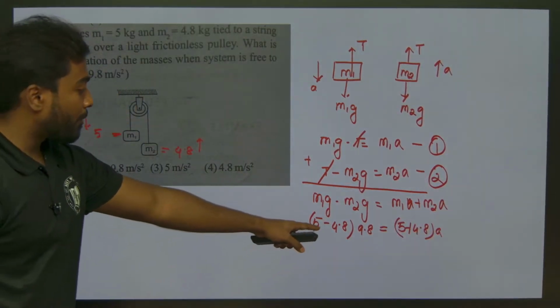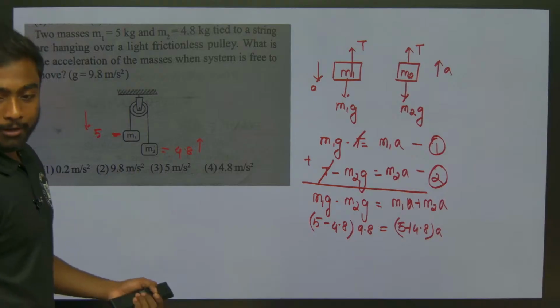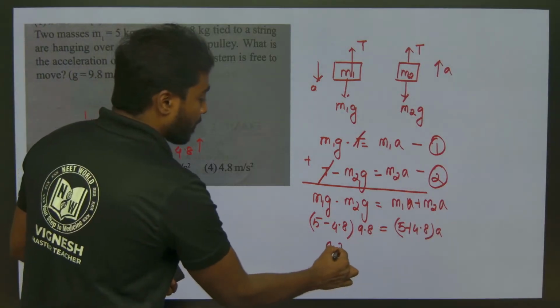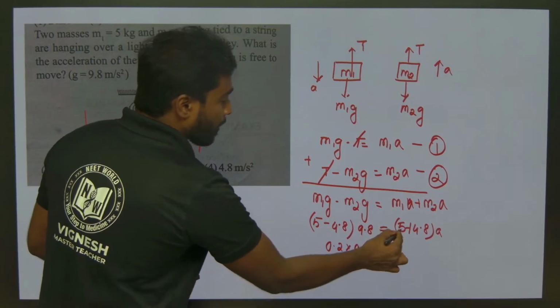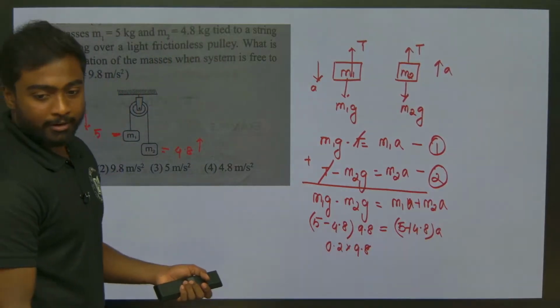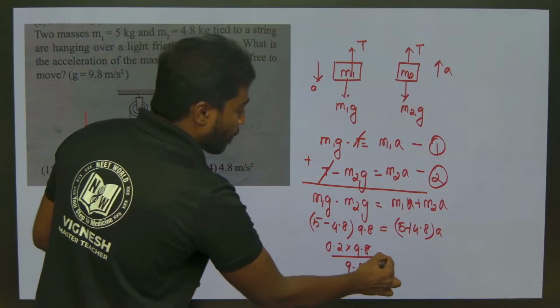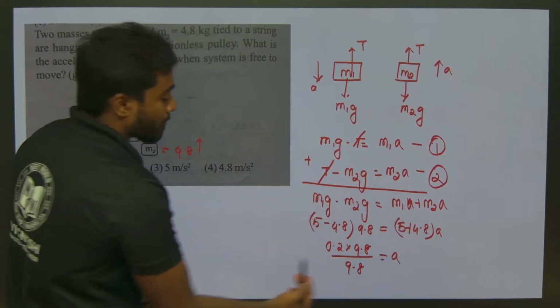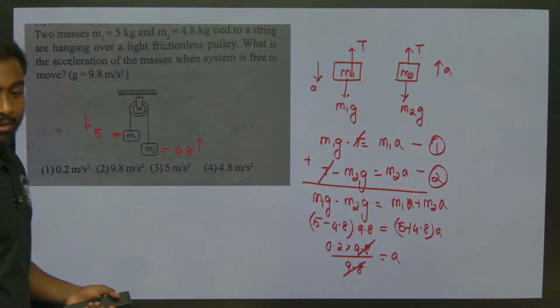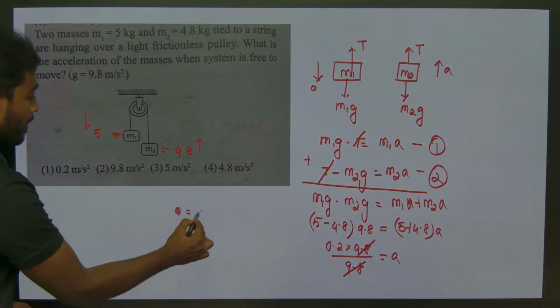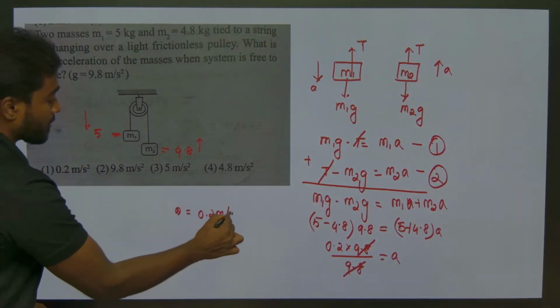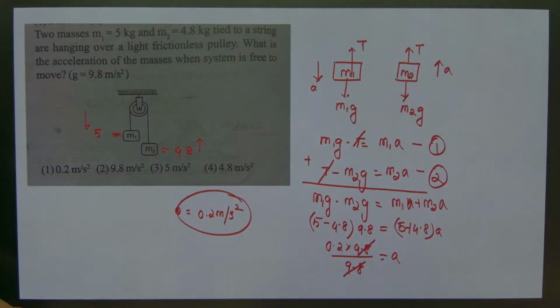What is 5 minus 4.8? It is 0.2. So 0.2 into 9.8, and 5 plus 4.8 is 9.8. When I take it to the other side, it becomes divided by 9.8 equals acceleration. So 9.8 and 9.8 get cancelled off. The acceleration will be 0.2 meter per second square. So option 1 will be the answer.